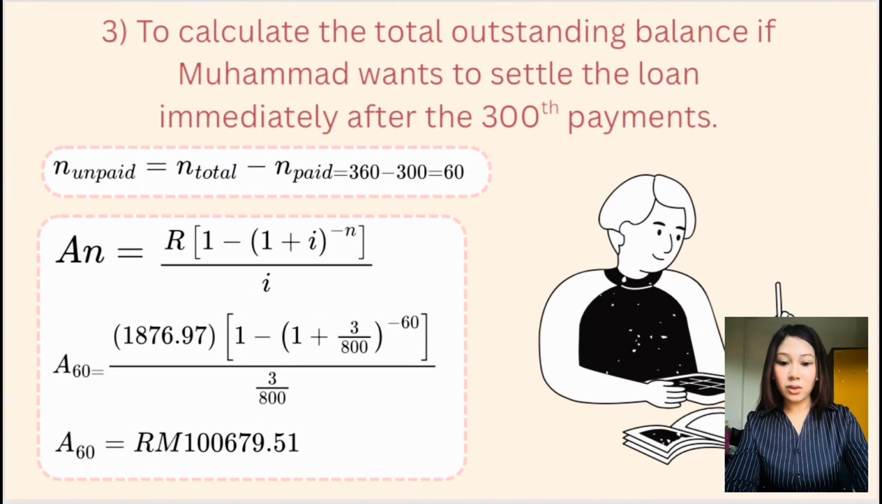We substitute the values. R is RM1,876.97. The interest rate per month i is 3 over 800. The number of months n is 60. We calculate 1 plus 3 over 800, raise that to the power of negative 60, then complete the rest of the calculation. The total outstanding balance that Muhammad needs to pay is RM100,679.51.